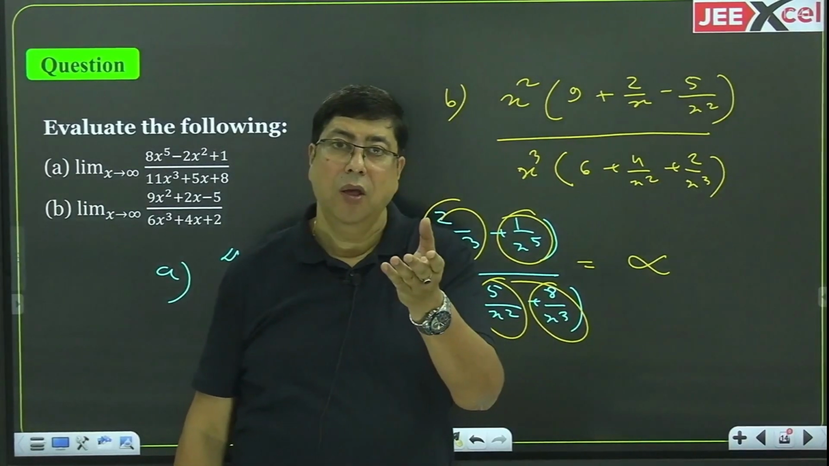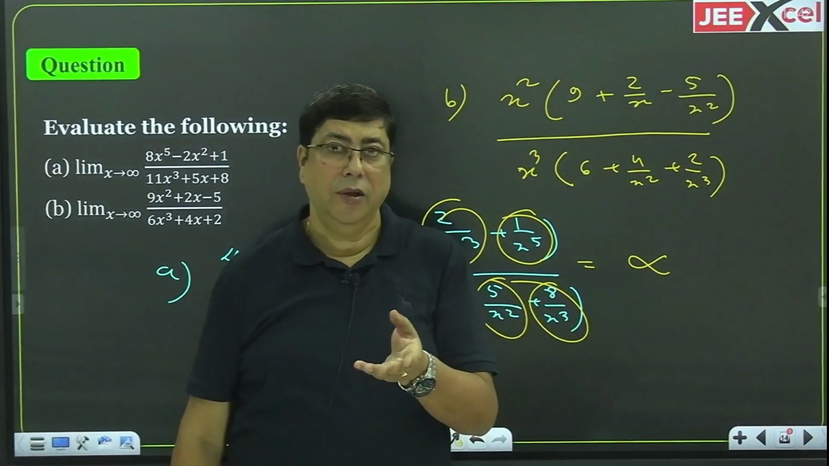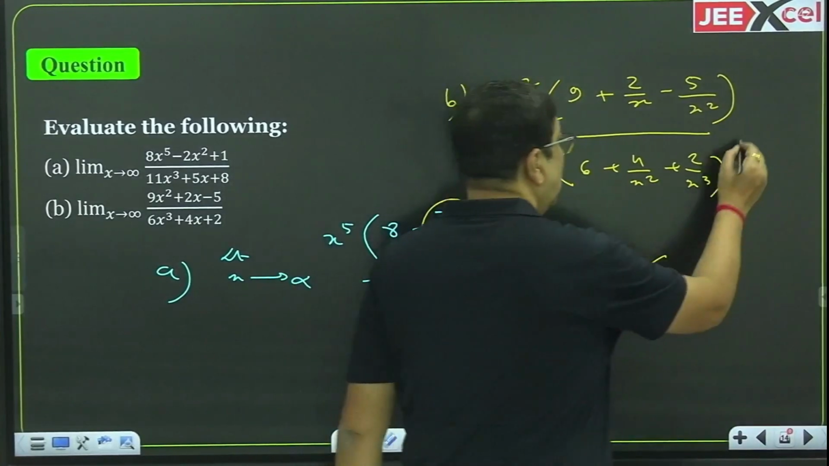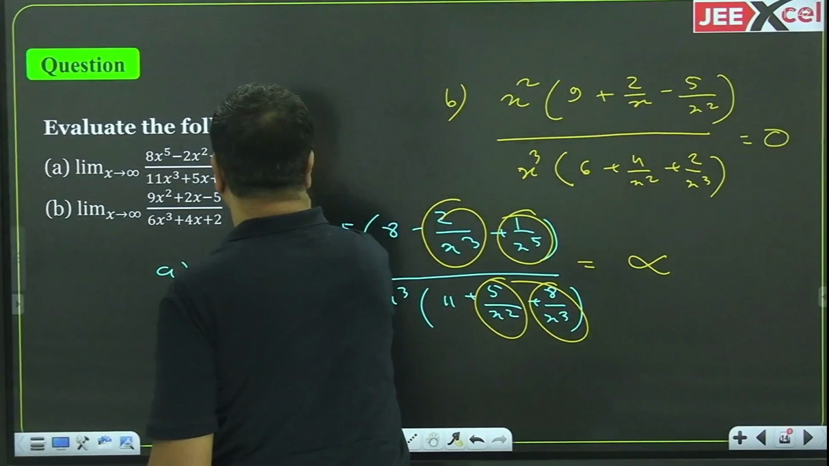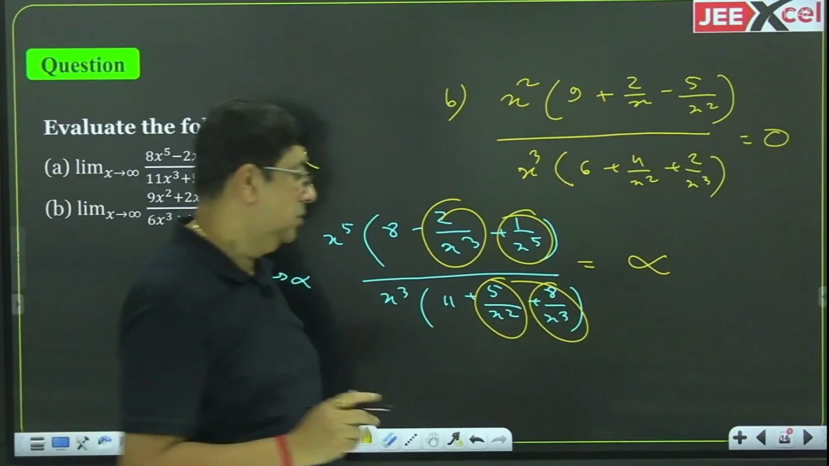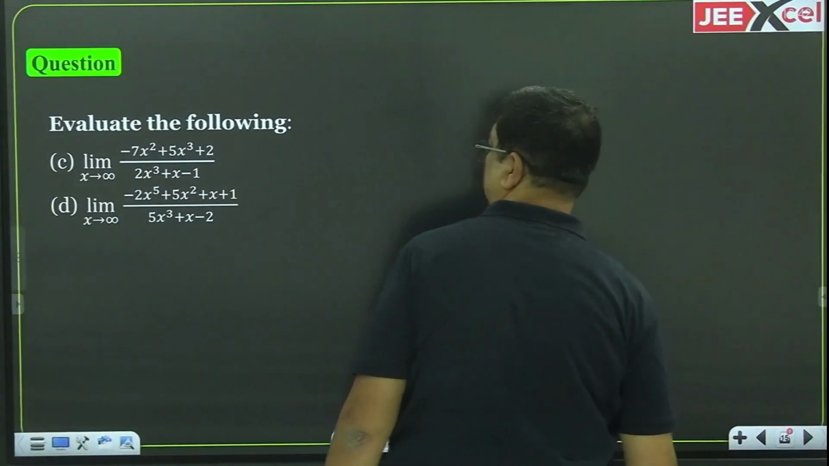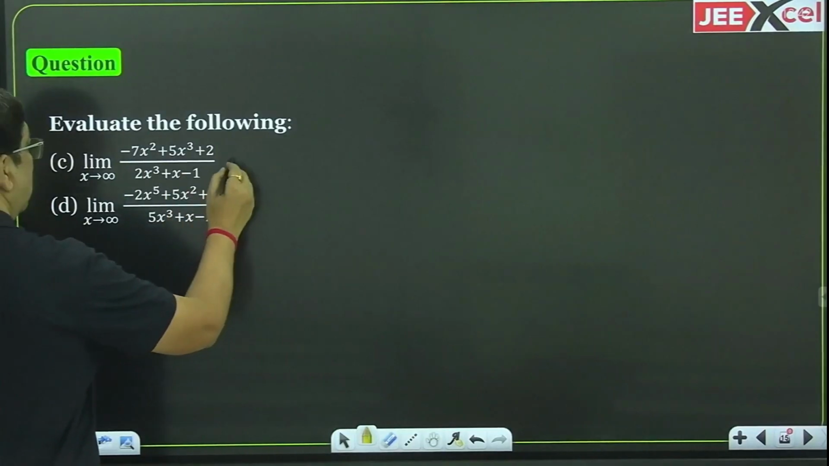So same concept: when the degree of the denominator is more than the degree of the numerator, the answer is coming to be 0. So this answer is coming 0. So this is coming 0 and the earlier one is coming infinity. So everybody, this is the concept. Okay. So next, just one more example. This example I am showing you.